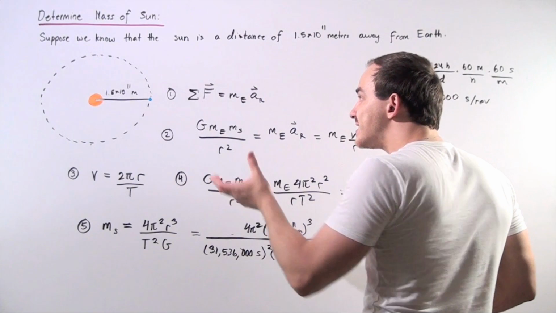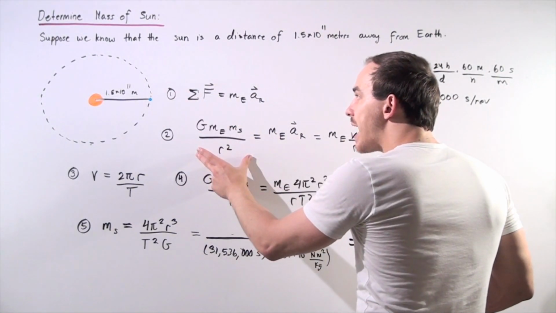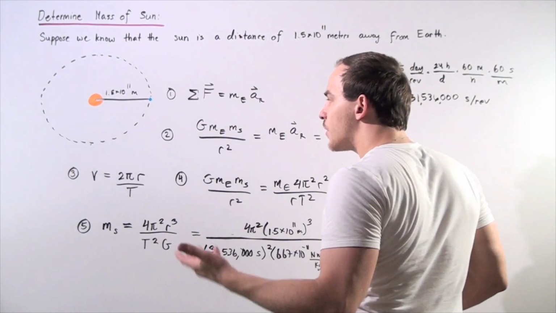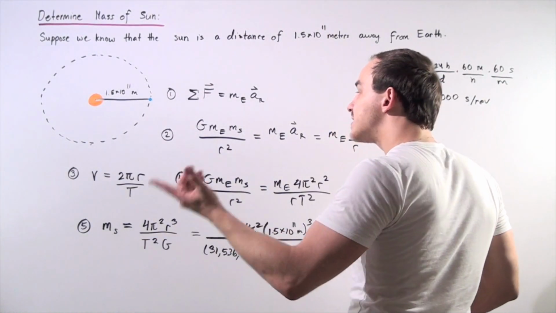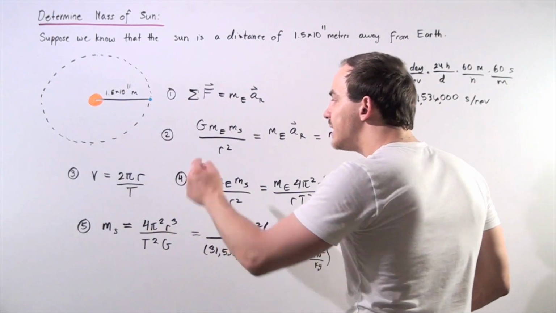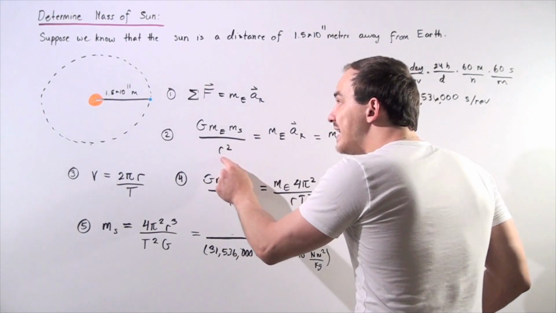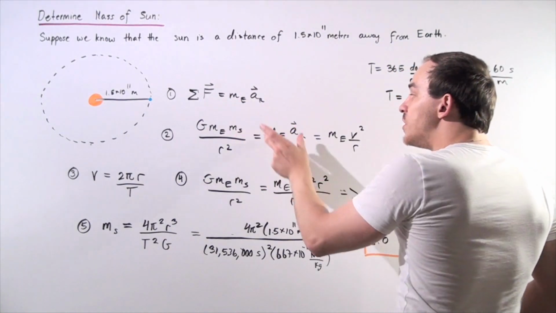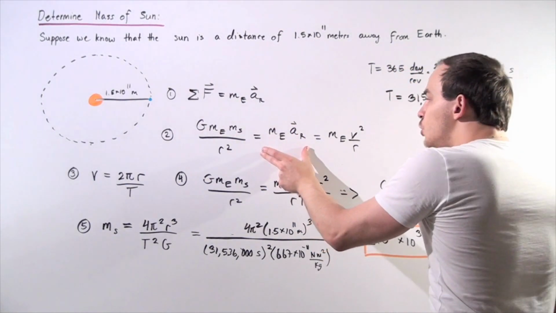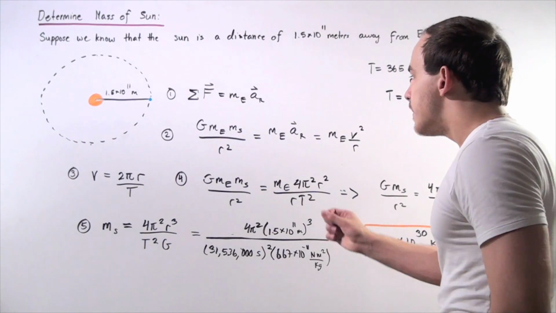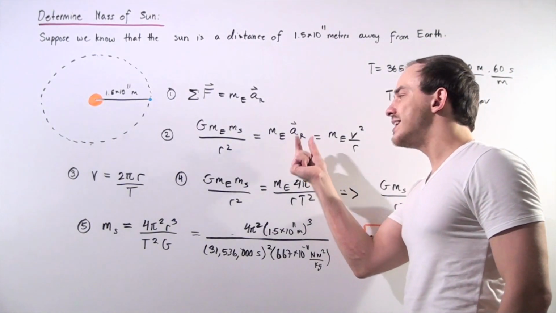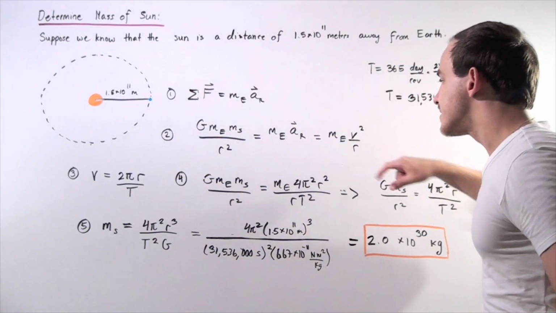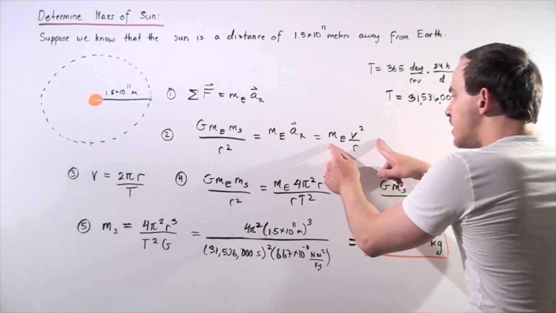So we can rewrite the left side in this format. The gravitational constant G multiplied by the mass of Earth multiplied by the mass of the sun, which is what we want to find, divided by our radius of the orbit squared. And this is equal to the right side, which can also be represented using velocity and radius, because our centripetal acceleration is equal to the velocity of the Earth squared divided by the radius. So this equals this side.